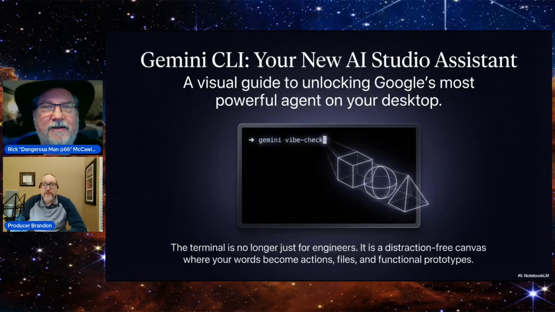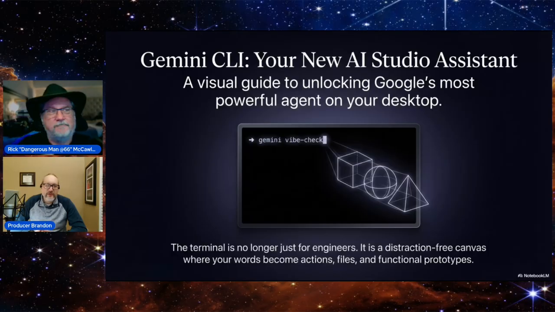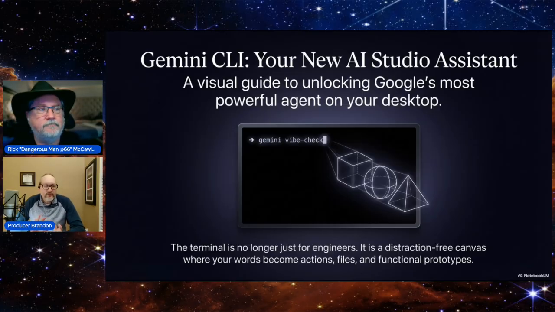Yep. And so, Gemini CLI. CLI just stands for Command Line Interface. And Rick, you could absolutely do this. All this is saying is you're using that command line, old school prompting, the original prompting, to write information into your computer to tell the computer what to do. And it is your new AI Studio assistant. What we've presented here is a visual guide to unlocking Google's most powerful agent directly on your desktop.